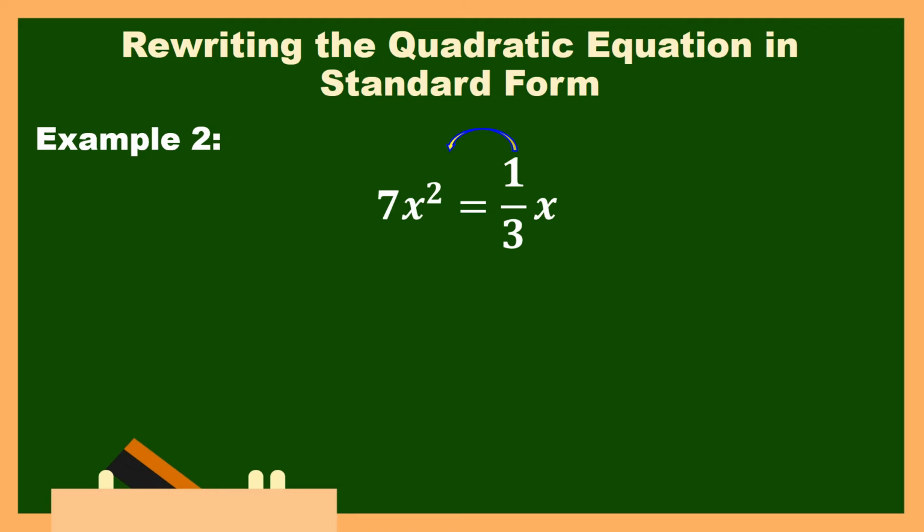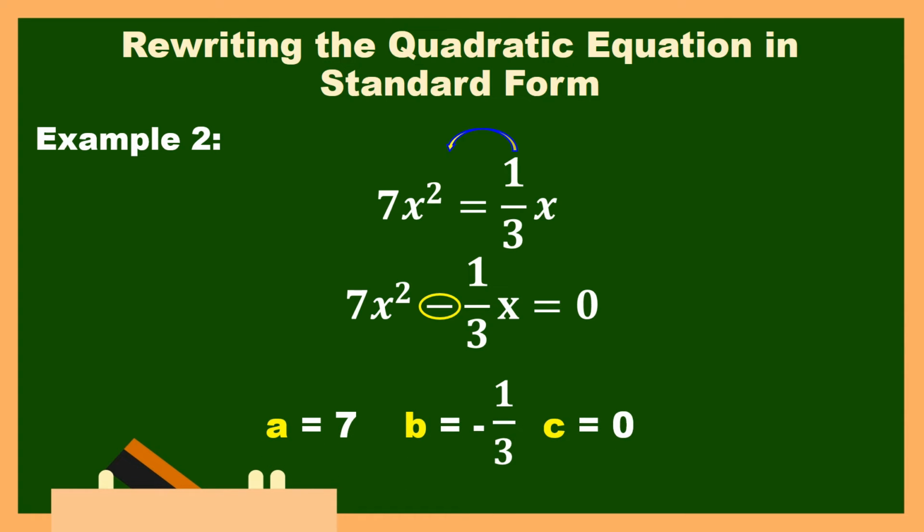So magiging 7x squared minus 1/3 x equal 0. So kung dati ay positive si 1/3 x sa kabilang side, nang nailipat na natin, naging negative na siya. So that is the standard form ng 7x squared minus 1/3 x equal 0. At ang value naman ni A ay 7, si B ay equal to negative 1/3, at si C ay equal to 0. 0 ang value ni C dito dahil wala naman tayong constant term.